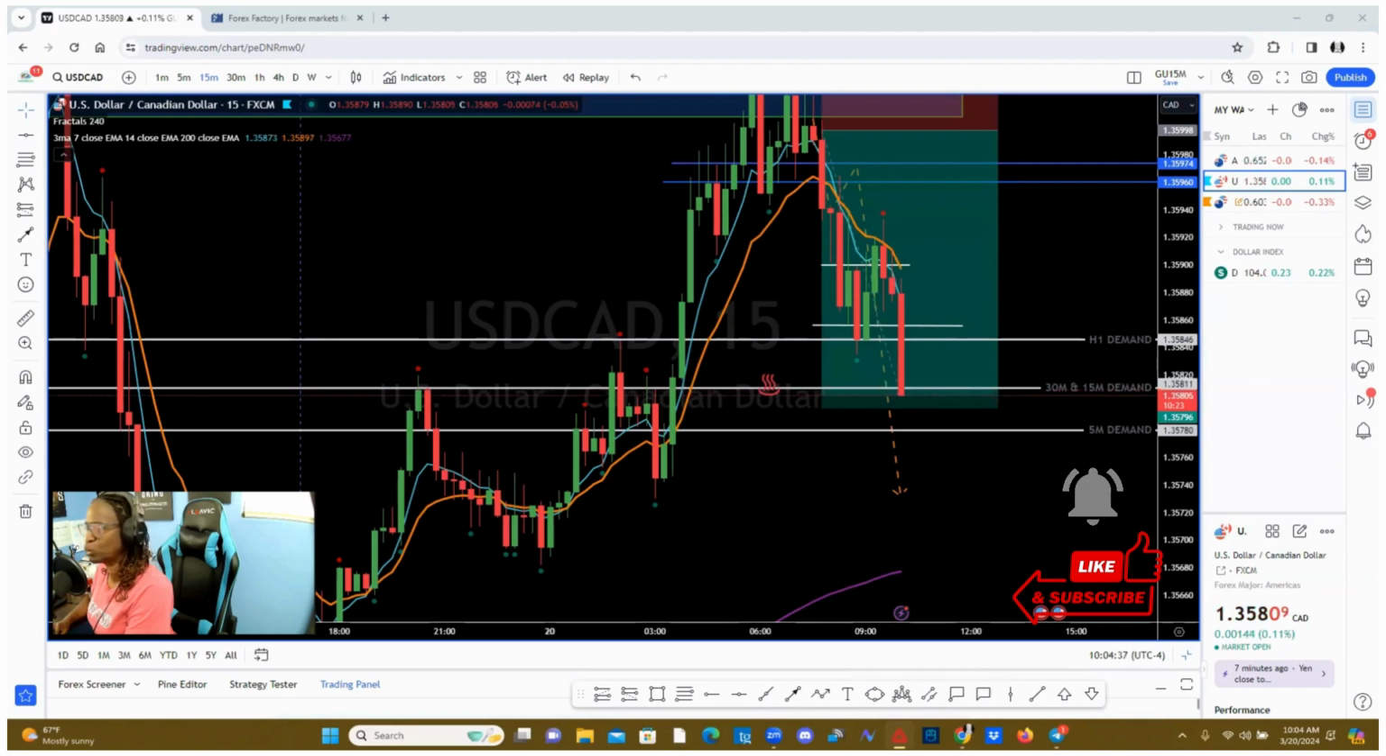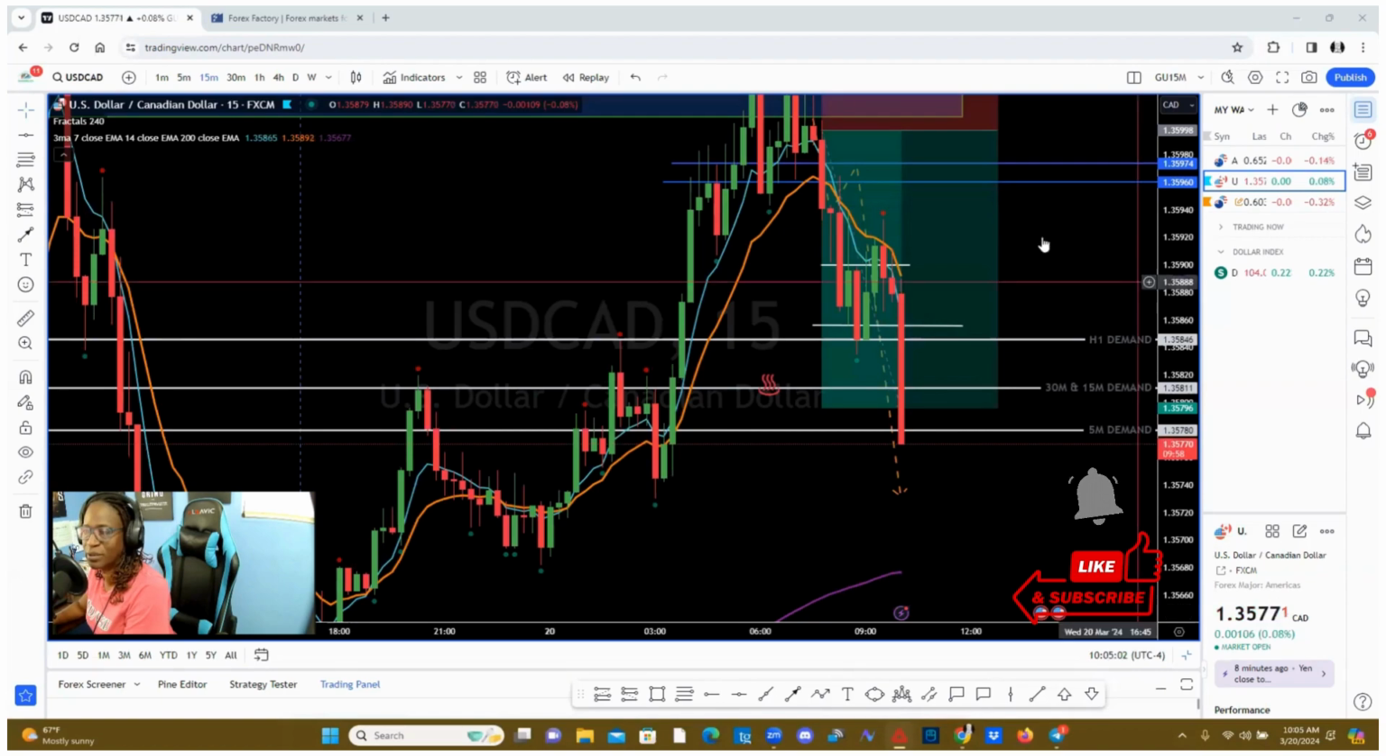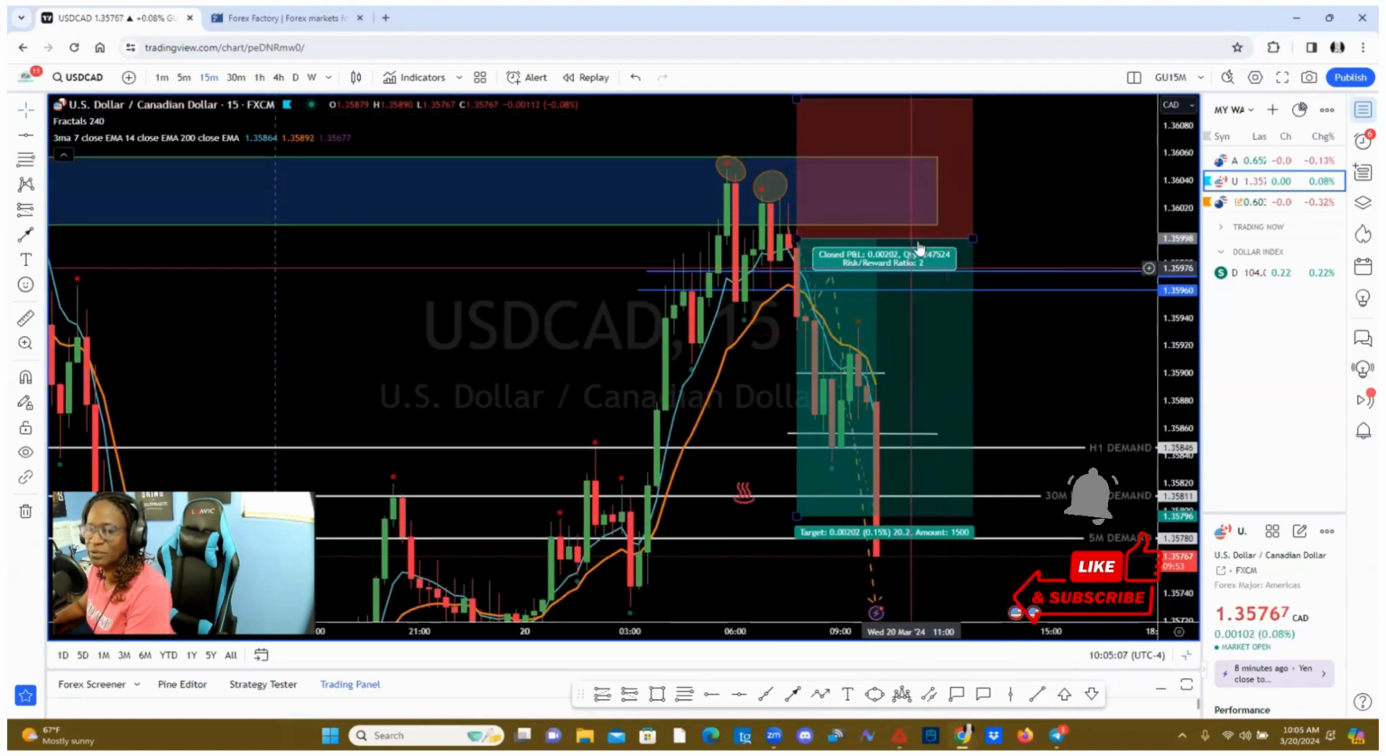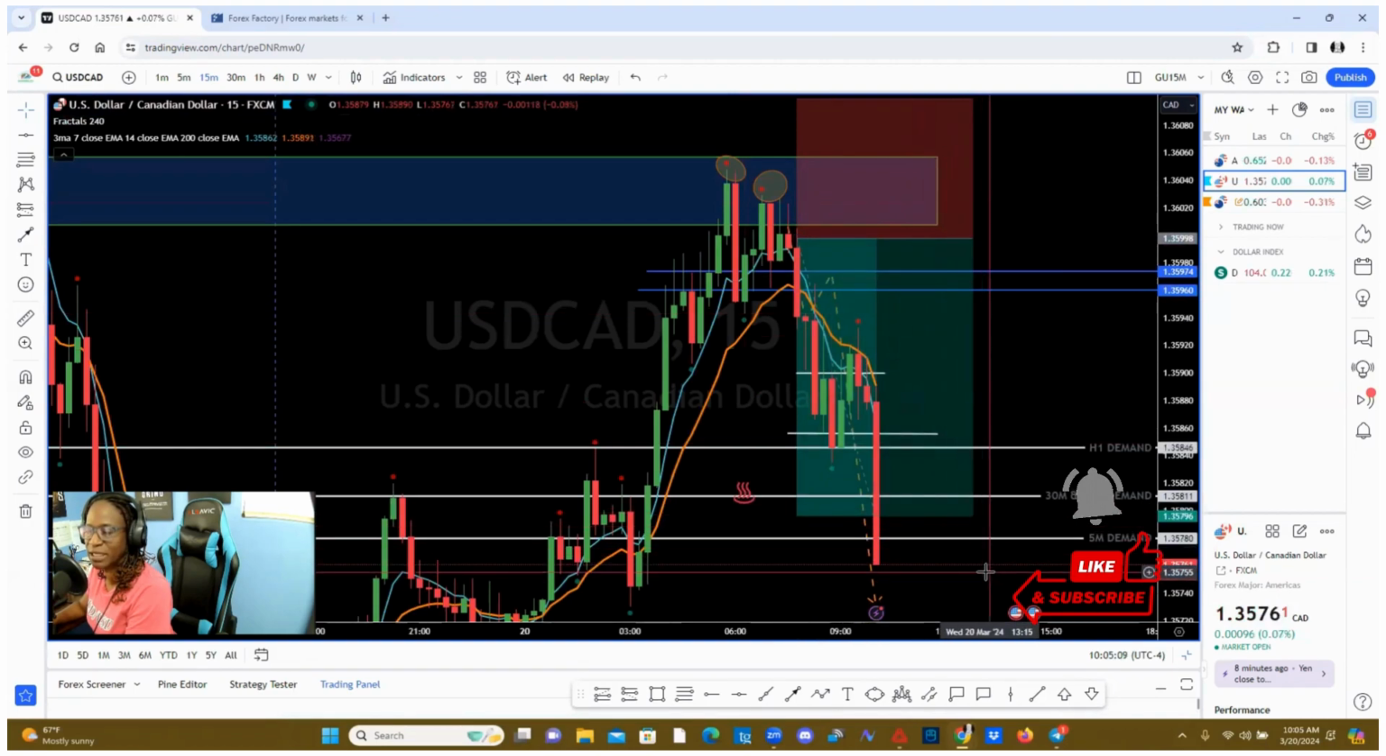Less than 2 pips. Ooh, momentum. Come on now. Oh, that's beautiful. Come on, come on. Let's go. Beautiful, beautiful. TP smashed on our USD-CAD trade. Beautiful trade. We had to be patient, and there it is.